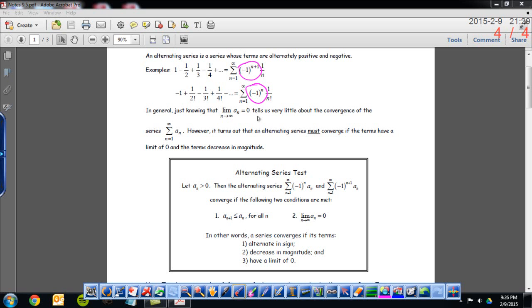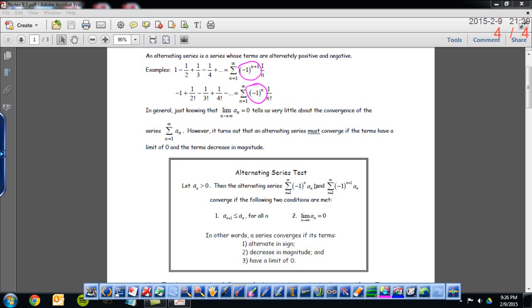So the formal definition is as follows. If you have an alternating series in the form of -1 to the n times a sub n, or -1 to the n plus 1 times a sub n, then it will converge if the following two conditions are met. a sub n plus 1 less than or equal to a sub n just means that your terms are decreasing. And then here we have the limit as n approaches infinity of a sub n equals 0. Okay, let me back up for just a minute though.